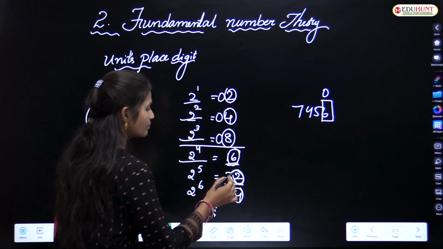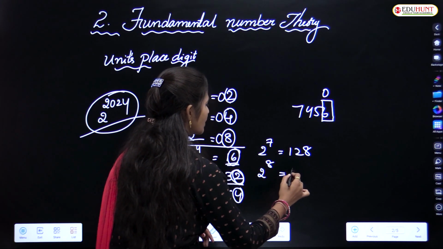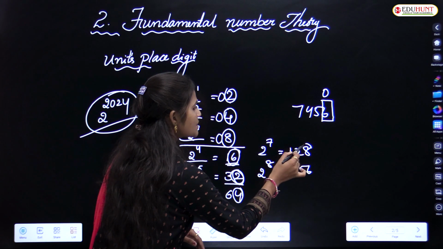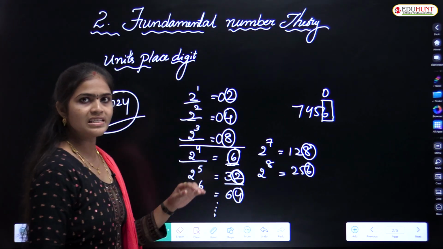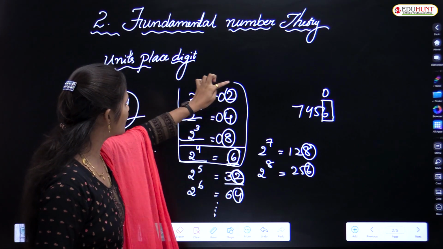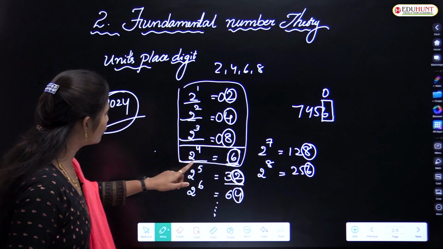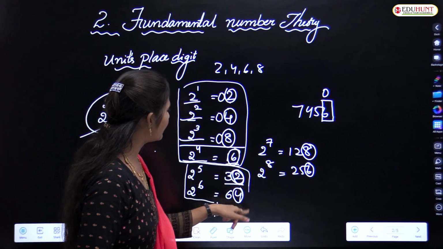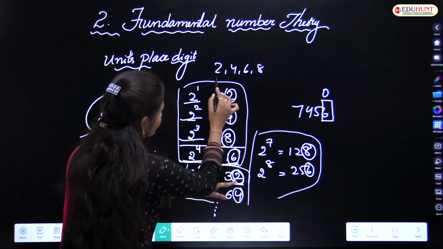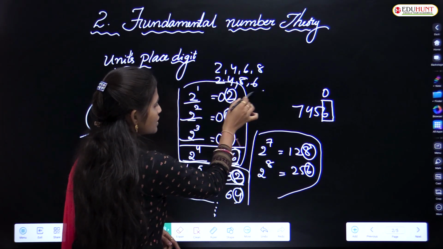Here this is 4. 2 power 7 is equal to 128 and 2 power 8 is equal to 256. Yes or no? Those are the values. Here the units place digit is 8, here 6. Once observe the pattern: from 2 power 1 to 2 power 4 the units place digits are 2, 4, 8, 6. Now observe the remaining ones, 2 power 5, 2 power 6, 2 power 7, 2 power 8. Here again you can observe 2, then 4, then 8, and next 6.